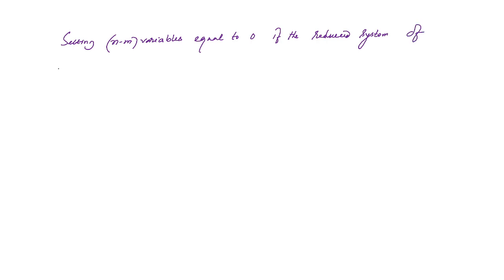So now, setting n minus m variables equal to 0. Why are we setting n minus m variables to 0? As the reduced system of m equations with m variables. Why m variables? Because n minus m variables are basically 0. So we now have m equations with m variables and it has a unique solution.